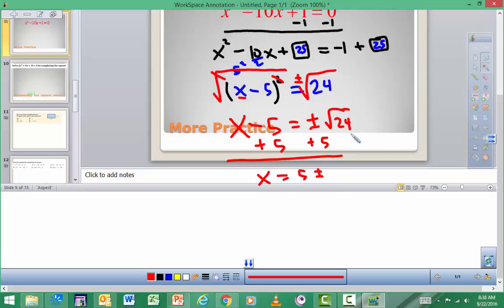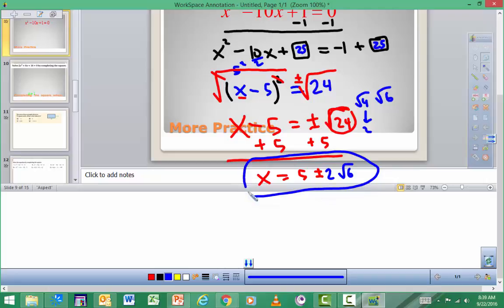Now, we could probably simplify that. You guys see some perfect squares in there? Yeah, 4 and 6, right? If you take the square root of 4 and the square root of 6, this number would become a 2, right? So we could write this as 2 square root 6. And so that's how we would work out this problem. Okay. Now, I think I'll stop the video for a moment.